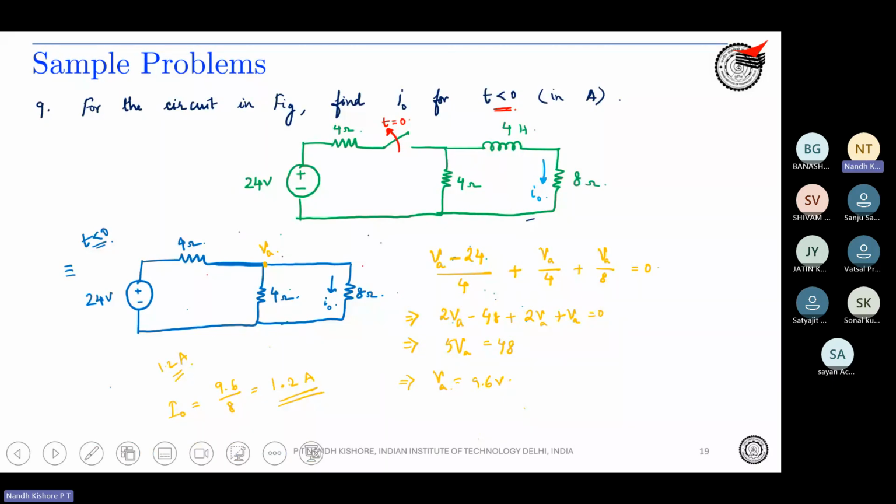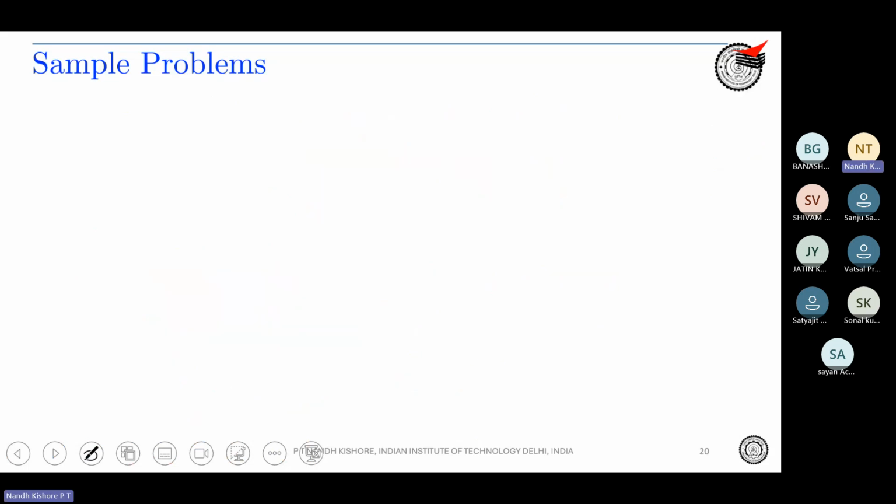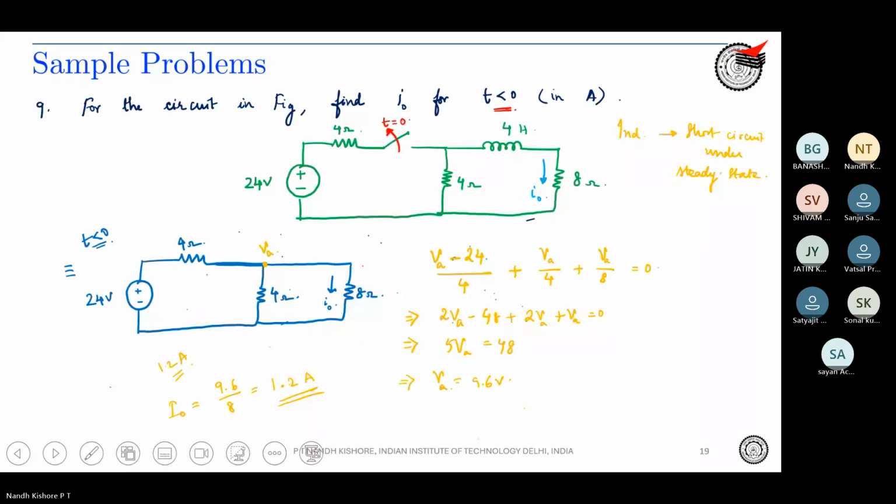Just recognize t less than 0 means we are at steady state. In steady state, inductor acts as a short. Inductor is basically short circuit under steady state. Okay, fine. We will go to the next. So is this problem clear to you guys? Yes, sir. Okay, great. So we will move to the next question.